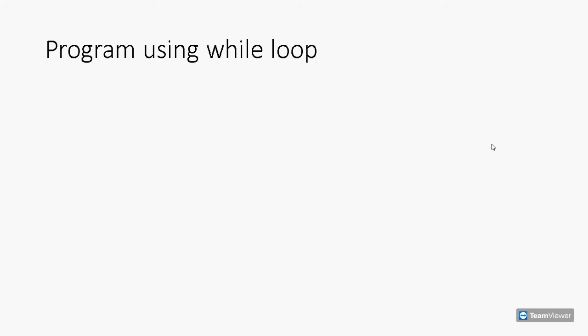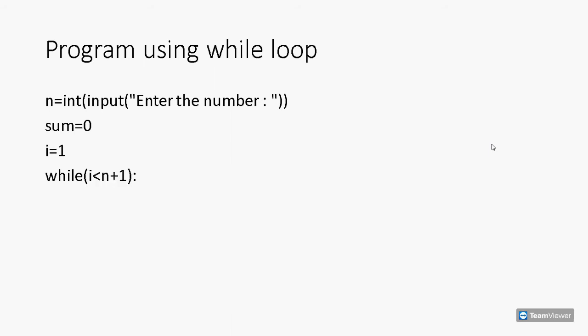Let's see the program now. n = int(input("Enter the number")). Here we are taking the user input for the number in the variable n. sum = 0. We have initialized the variable sum as 0 outside the loop, which will hold the final sum at the end of the program. i = 1. We have initialized the loop variable i as 1. while i < n+1. We have given the test condition for the while loop to generate numbers until n. sum = sum + i.